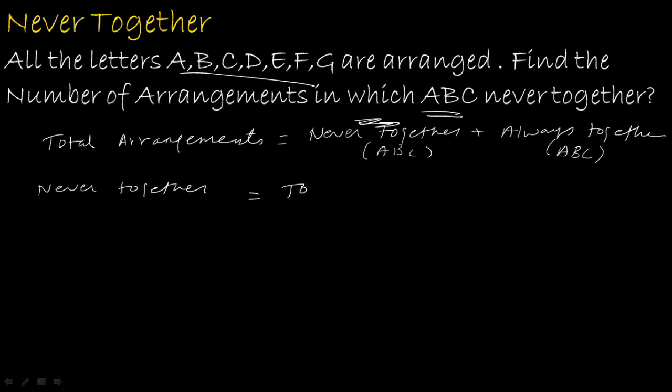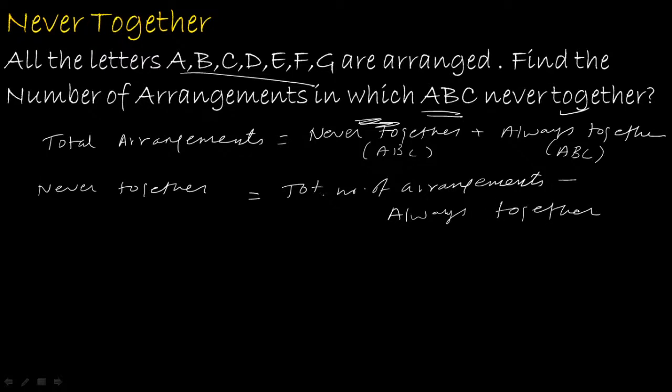Never together is equal to total number of arrangements minus always together. Am I right? This is the concept underlying this.